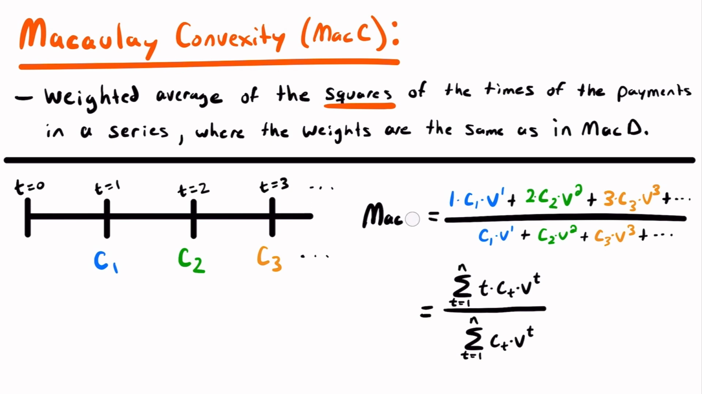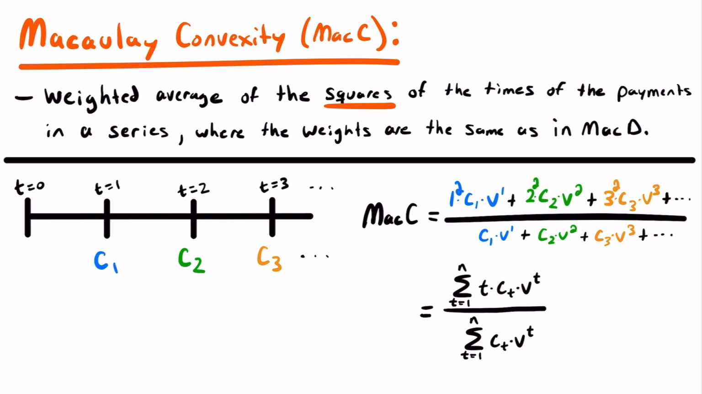I'm going to change this right here from the Macaulay duration to the Macaulay convexity. All we have to do to make this calculation correct so that it calculates the Macaulay convexity instead of the Macaulay duration is just square each of these times in the numerator. So we'll have 1 squared, we'll have 2 squared, and we'll have 3 squared. And that would continue on forever if we had more payments or more cash flows after time equals 3. If we had a payment at time equals 4, then we would have plus 4 squared times c sub 4 times the present value factor to the power of 4.